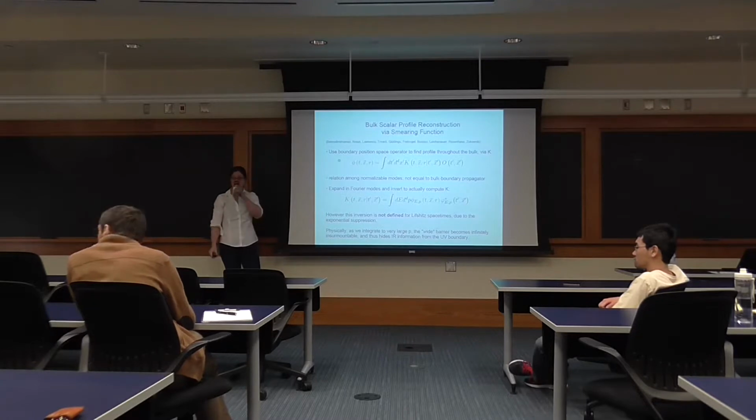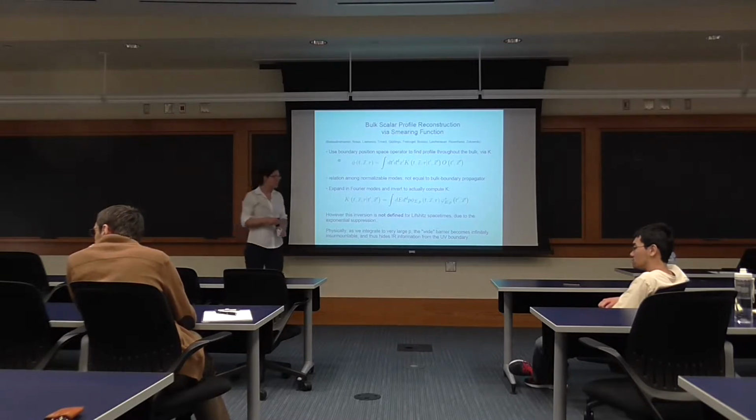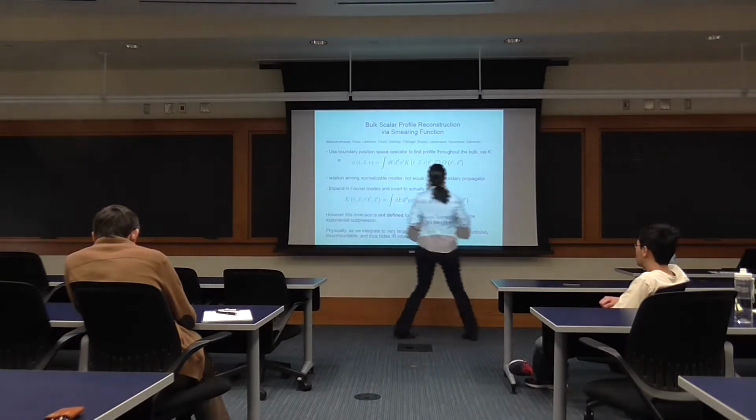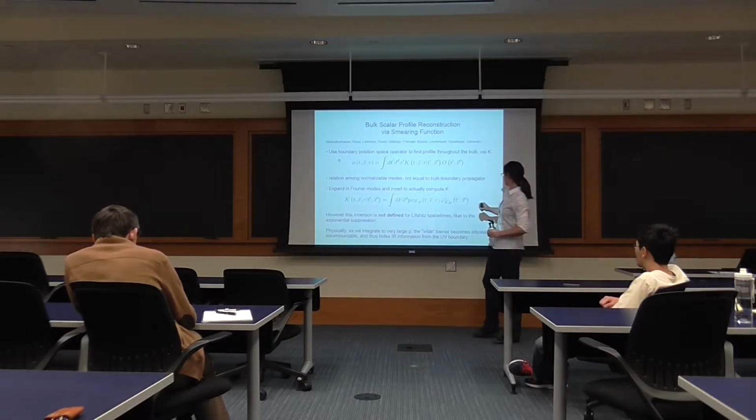I guess I'm a little confused about which part is not well-defined. I mean, I can Fourier transform any function. You can, as long as the function has to actually be in the proper norm, and it isn't, because the exponential suppression is too great.